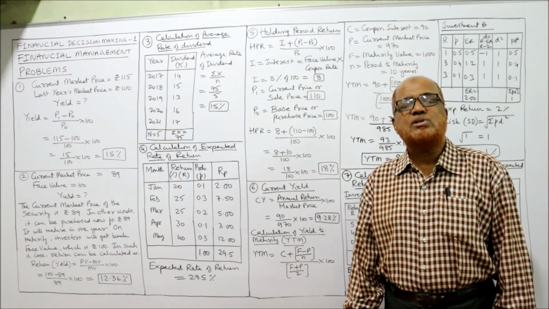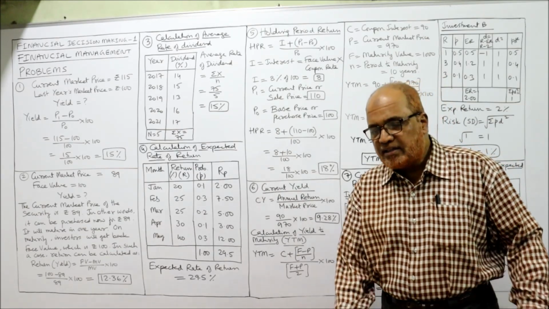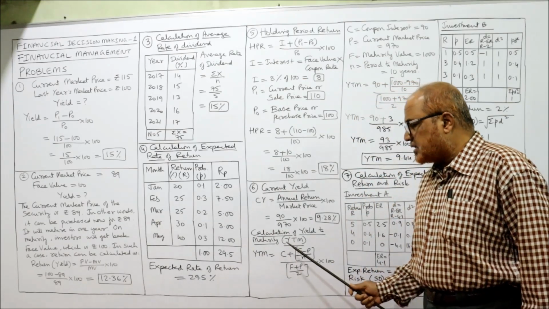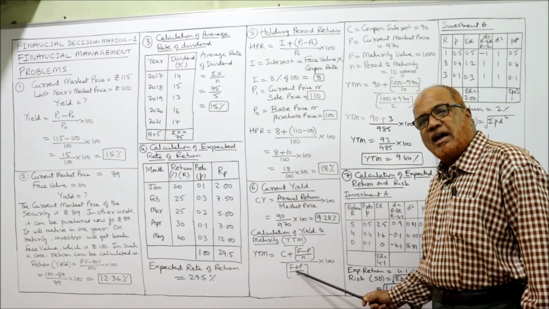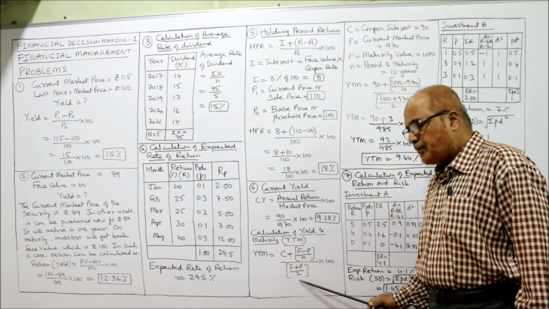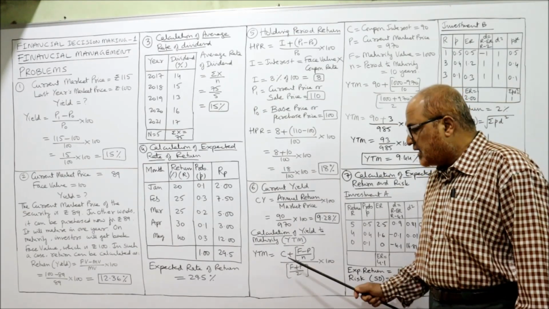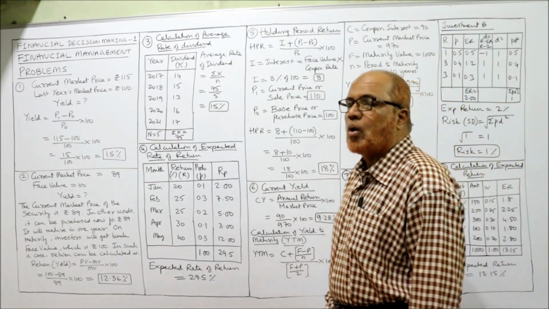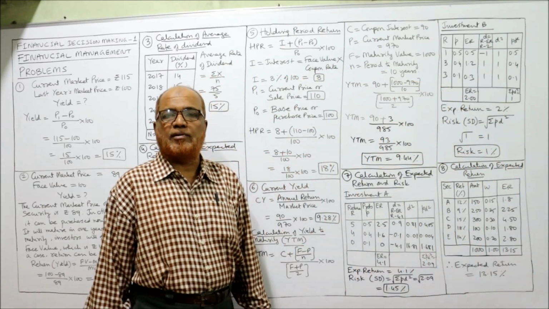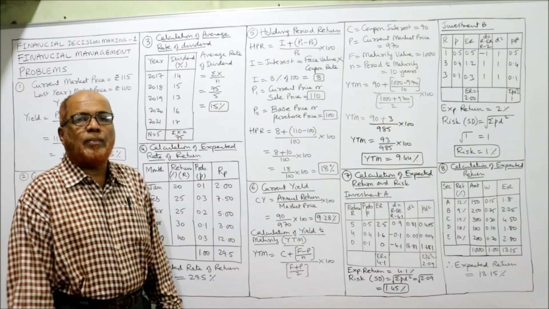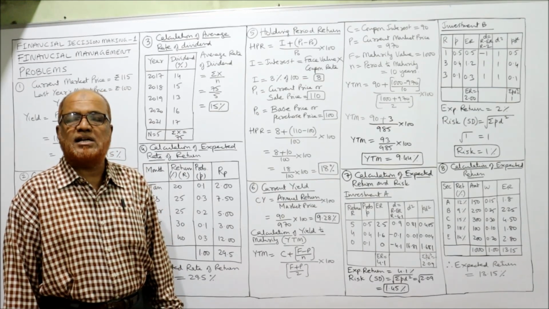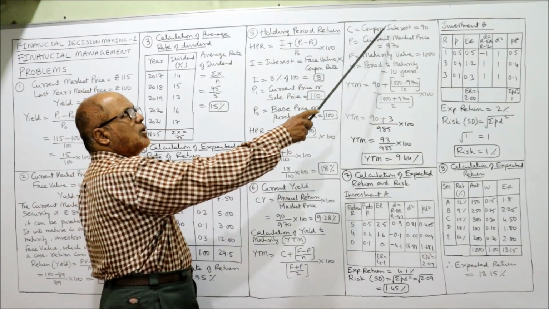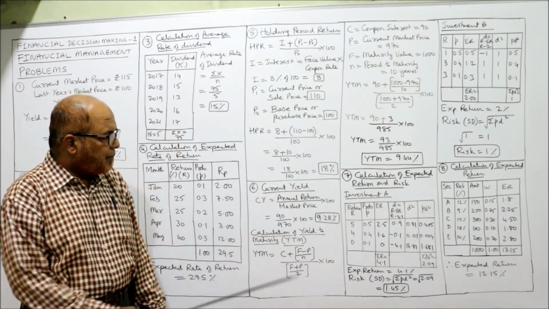Yield to maturity calculation is a lengthy process, but some financial analysts have given a small formula to calculate approximate YTM. The YTM formula is (C plus (F minus P) by N) divided by ((F plus P) by 2) into 100, where C stands for coupon interest or annual interest. In our problem, coupon interest is given as 90 rupees every year. The bondholder is getting 90 rupees. So C is equal to coupon interest 90.